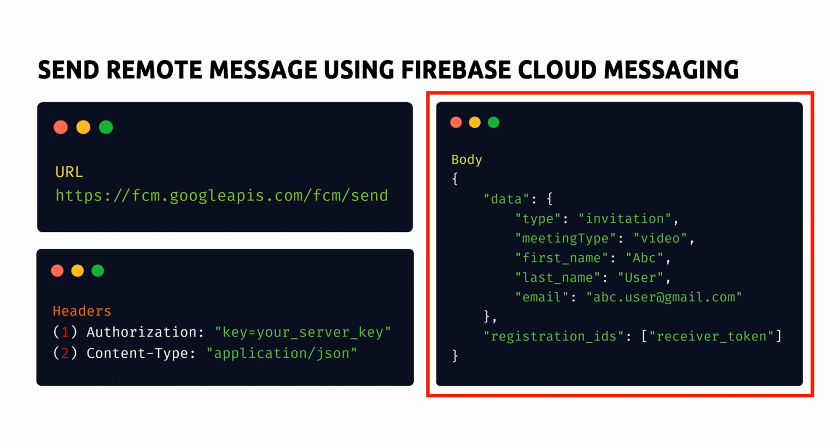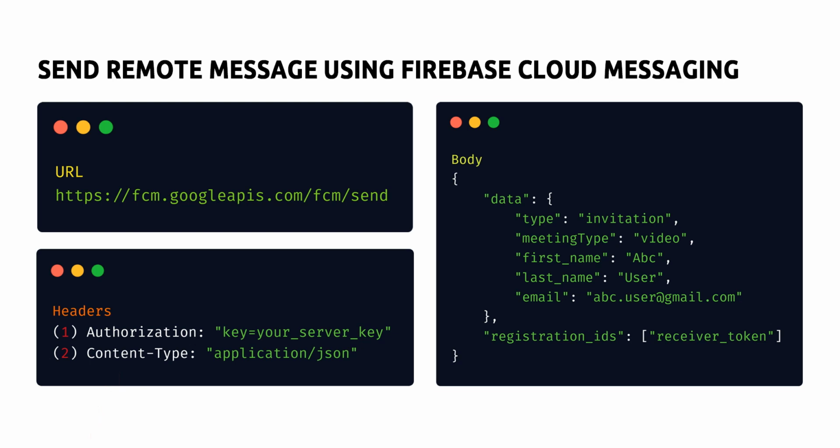And this is the body of our API request, which is a JSON object. Inside this JSON object, there is another JSON object called data, in which we can send custom data with remote messages. Here we are sending type, meeting type, first name, last name, and email. And last, there is a simple array called registration IDs, in which we will pass the token of the receiver. Here we can pass multiple tokens as well to send a single remote message to multiple users.